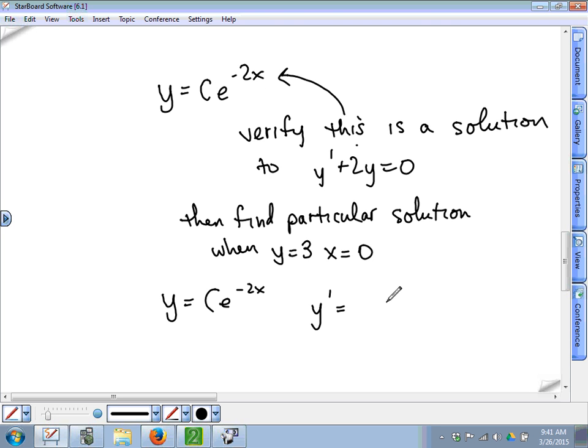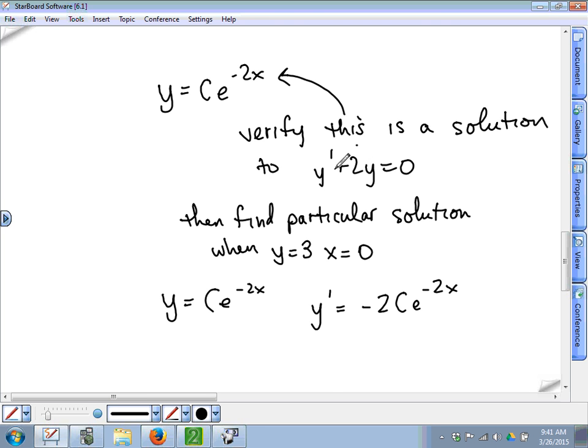Okay. What is y prime? y prime equals negative 2Ce to the negative 2x. Where does negative 2 come from? The chain rule. Right? Yeah, that's what I was thinking. Okay, this is a chain rule. We have to do a negative 2 because of the derivative of that exponent.